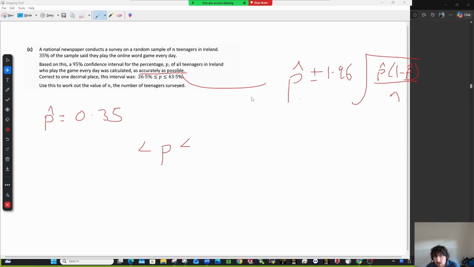Just so people understand, they could examine that and see what they mean. Part one of this could have been to explain what they mean by "as accurately as possible," and it would be literally what I talked to you about there. Correct to one decimal place, this is what they got, okay? So work out what n was, right?